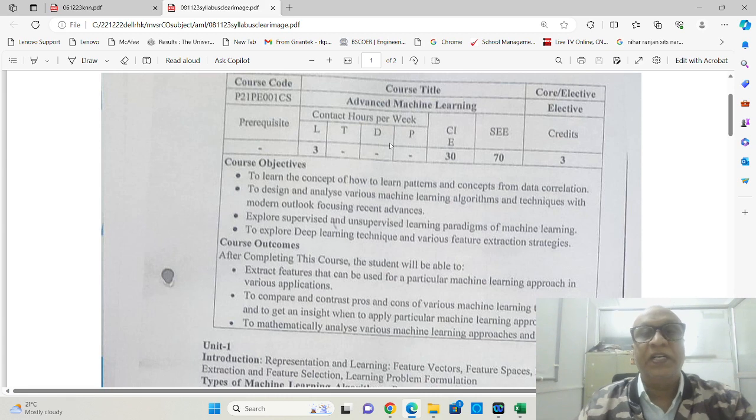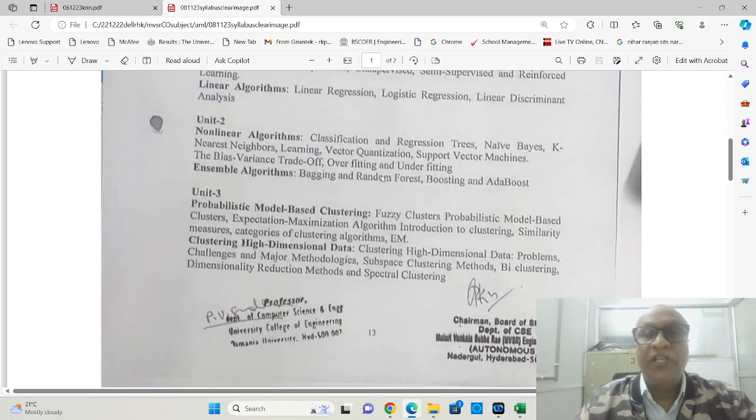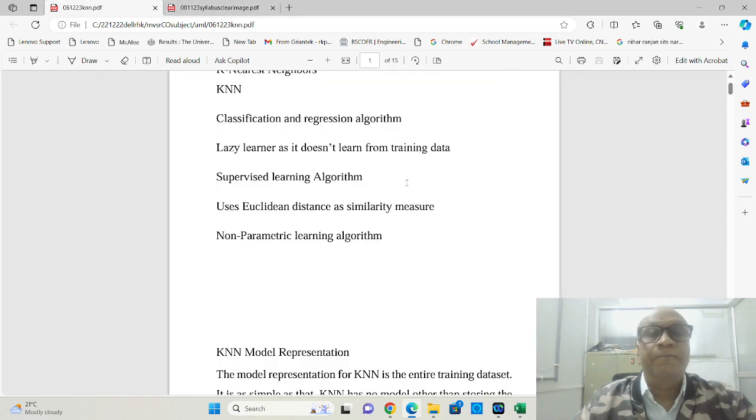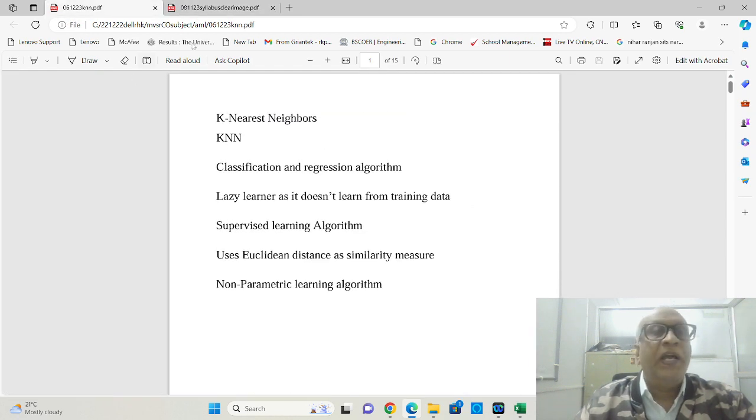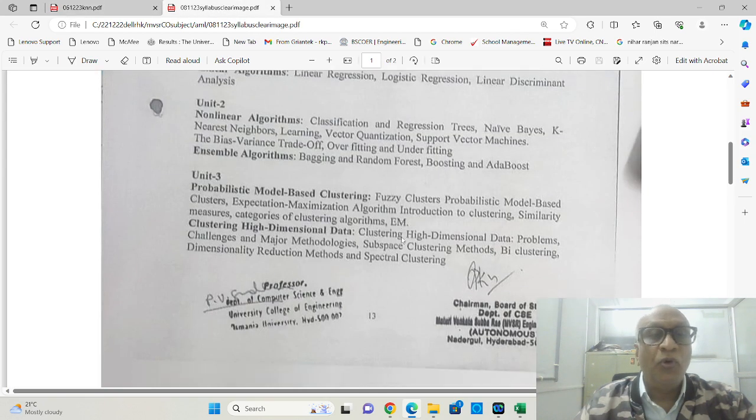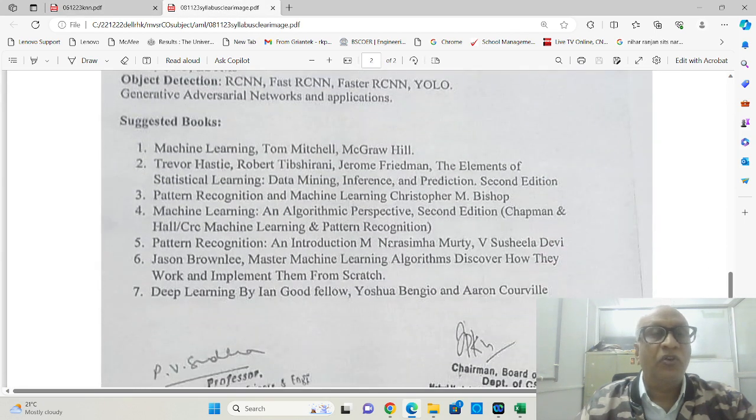So, this is our subject Advanced Machine Learning meant for MTech students. Today's topic being discussed is K nearest neighbors. And the textbook we are referring for the topic is Mastering Machine Learning. This is Jason Brownlee's book.